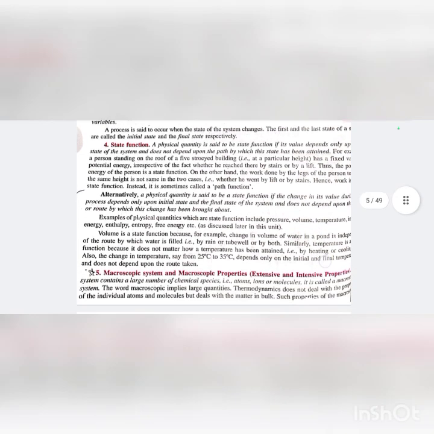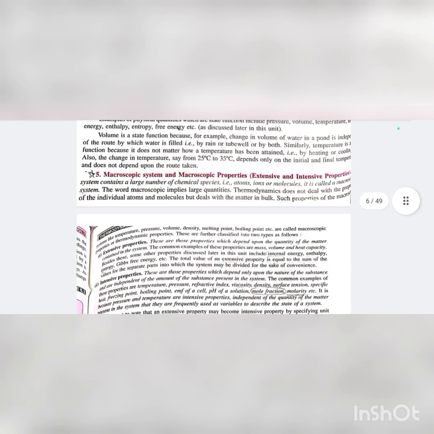Examples of physical quantities which are state functions include pressure, volume, energy, enthalpy, entropy, free energy, etc. Volume is a state function because, for example, the change in volume of water in a pond is independent of the route by which the water is filled, that is by rain or tubewell or by both.